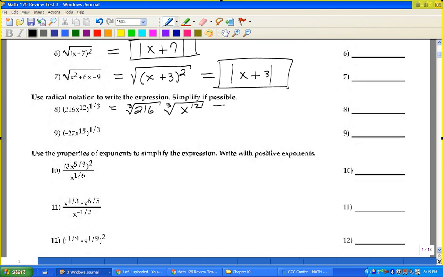The cube root of 216 is 6, since 6 times 6 is 36 times 6 is 216. The cube root of x to the 12, 12 divided by 3 is 4. And so it's 6x to the 4.